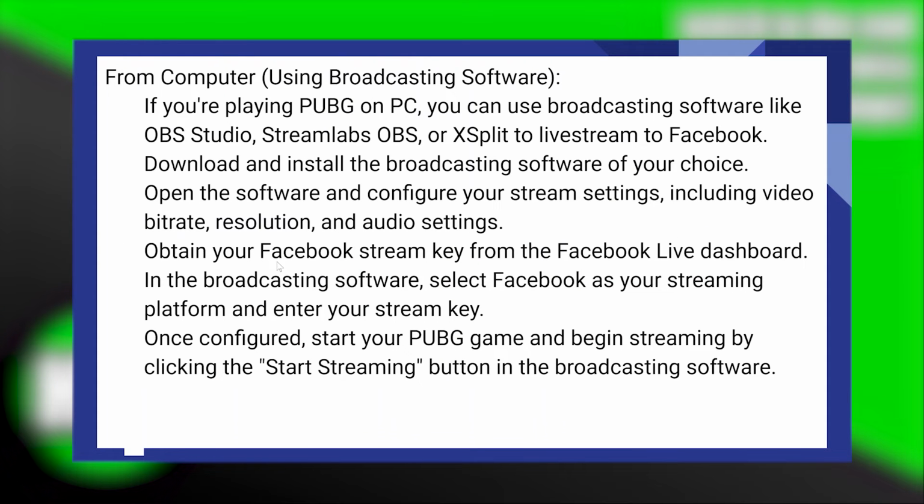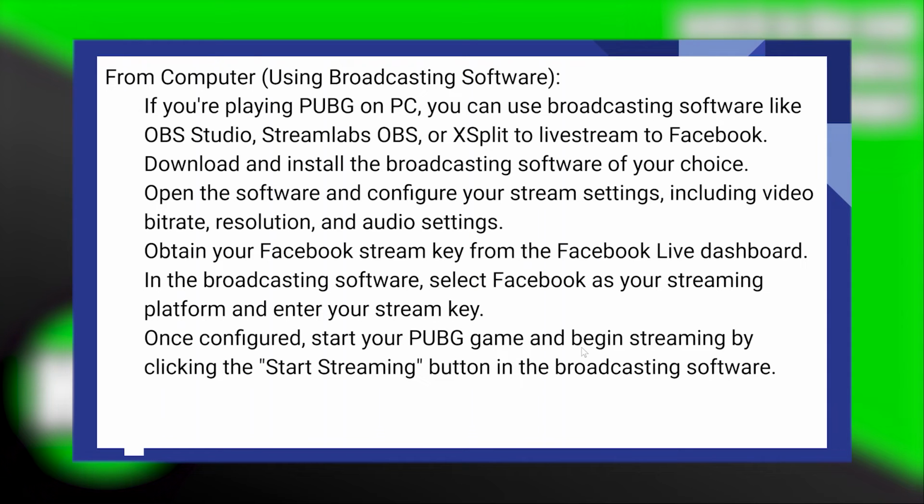If you're playing PUBG on PC, you can use broadcasting software like OBS Studio, Streamlabs OBS, or XSplit to live stream to Facebook. Download and install the broadcasting software of your choice. Open the software and configure your stream settings, including video bitrate, resolution, and audio settings. Obtain your Facebook stream key from the Facebook Live dashboard.